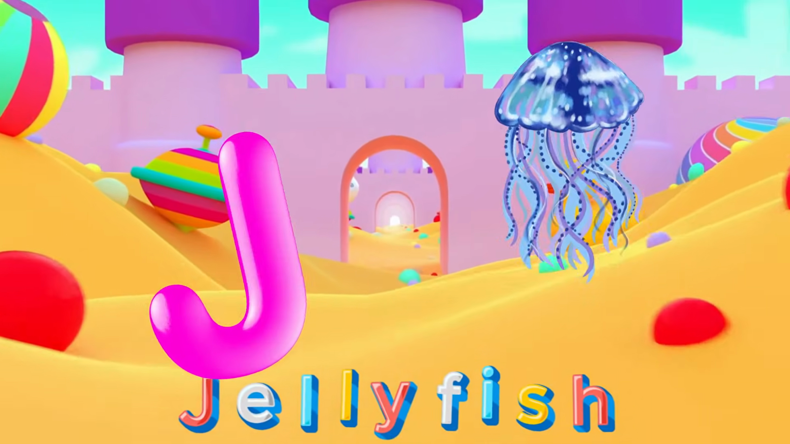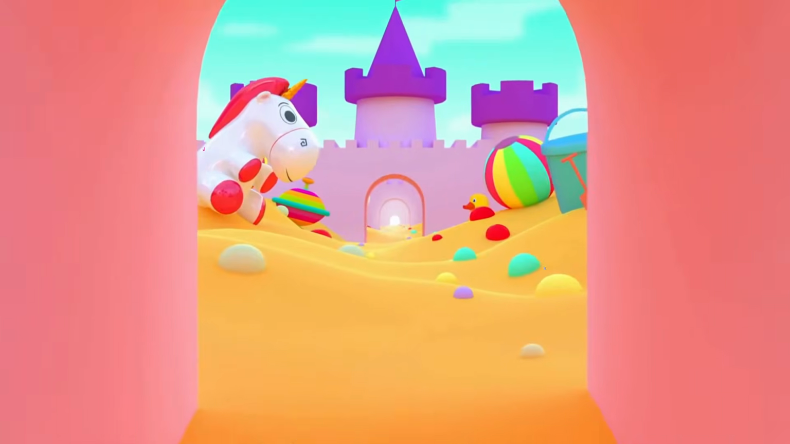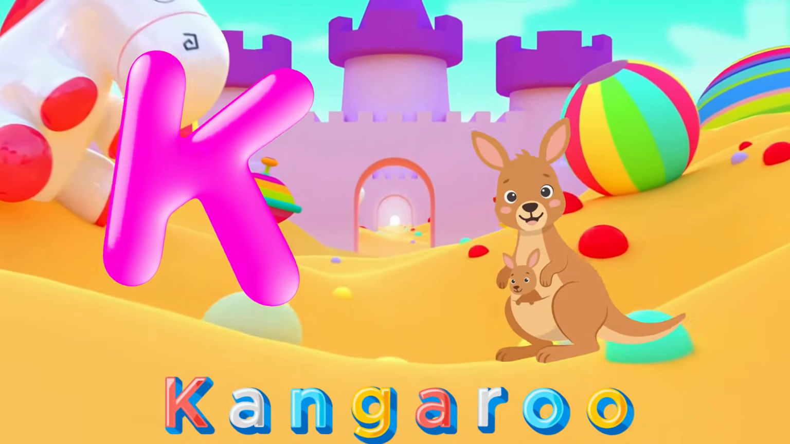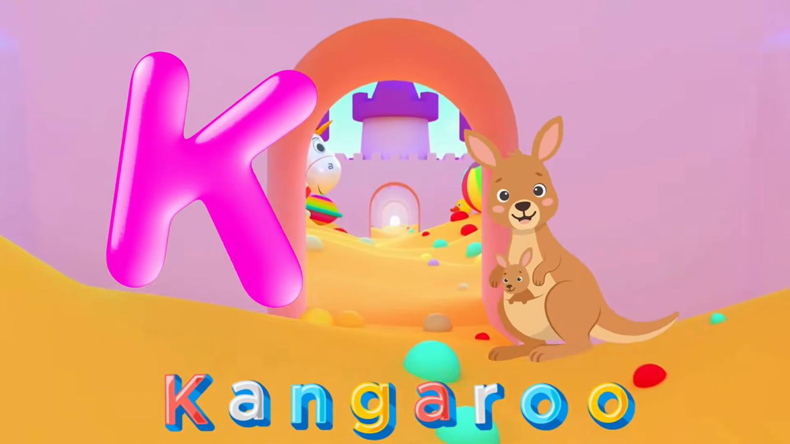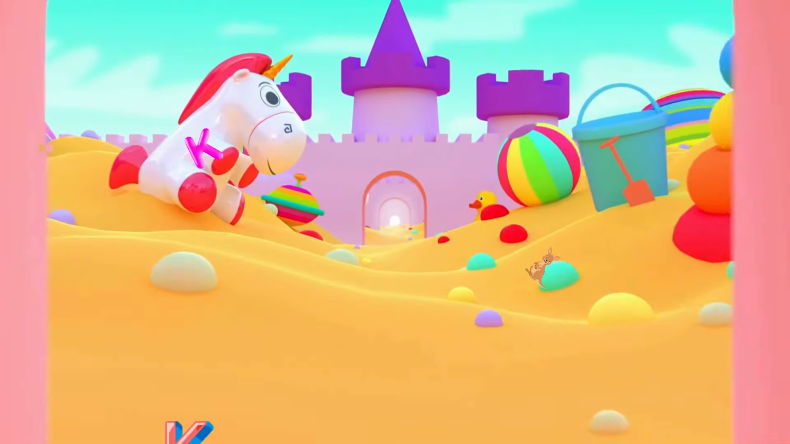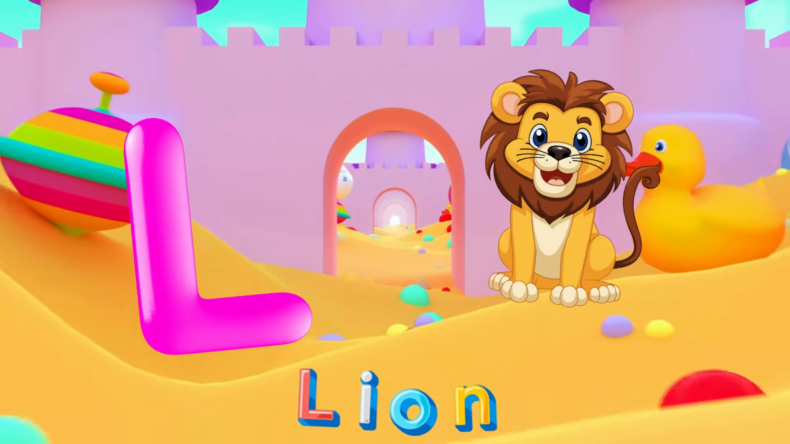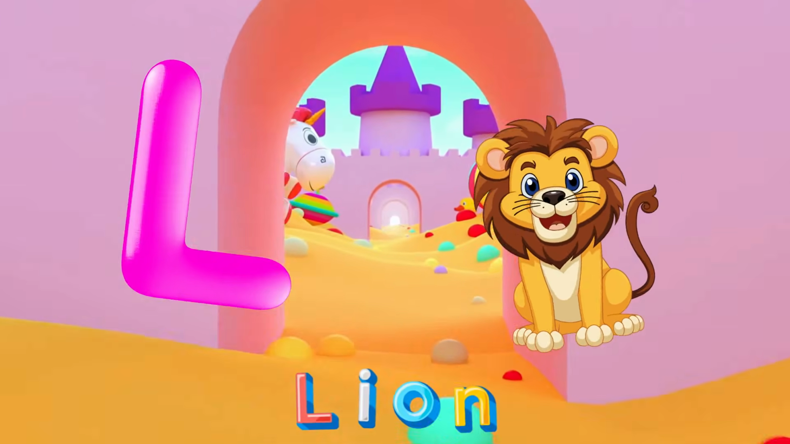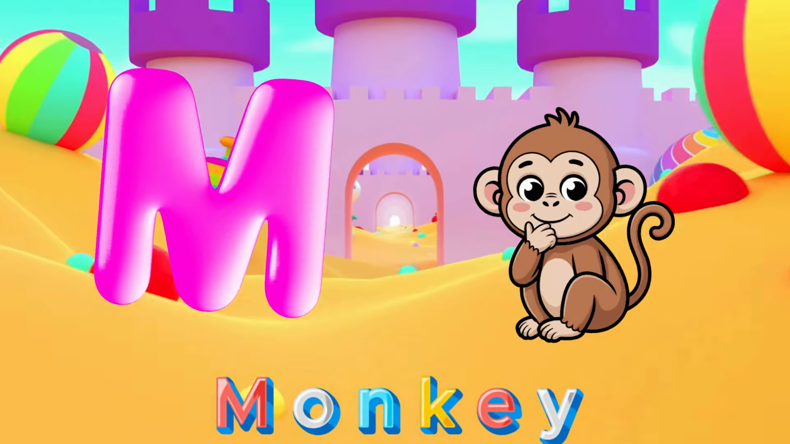J is for jellyfish. K is for kangaroo, kangaroo. L is for lion, lion. M is for monkey, monkey.